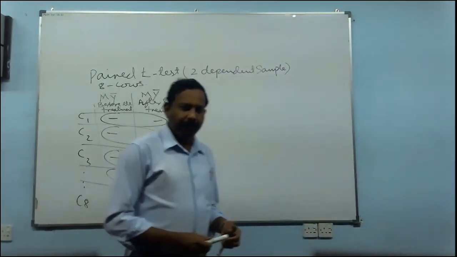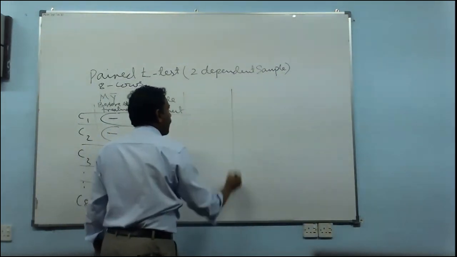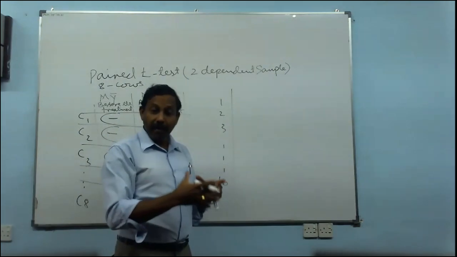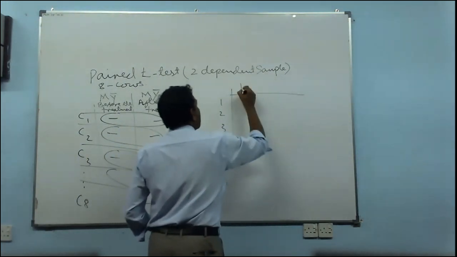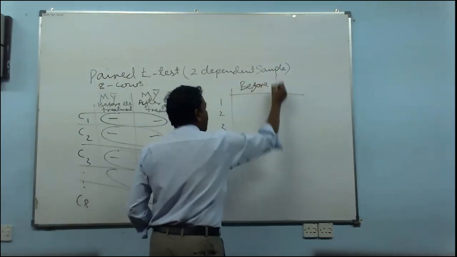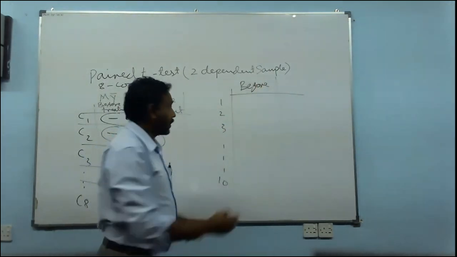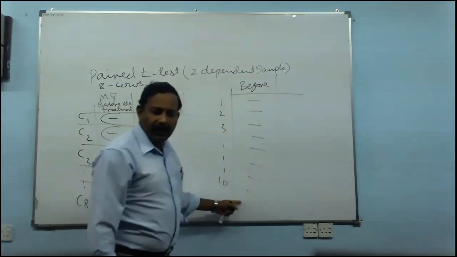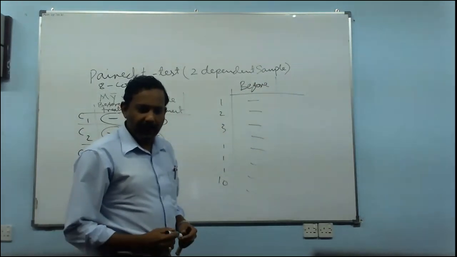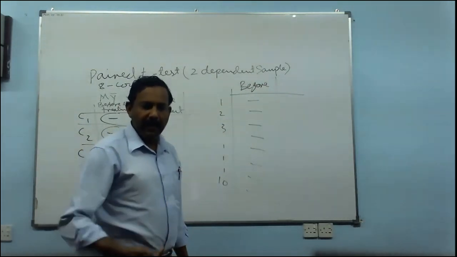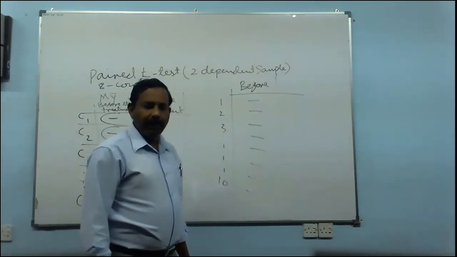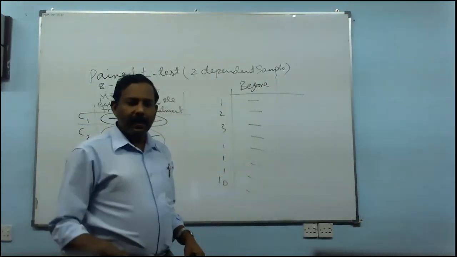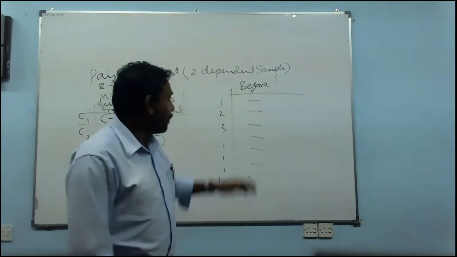For example, let's say I have farmers 1, 2, 3, up to any number of farmers, before the project. Before the project, I measure the income of the farmers. I get the monthly income of 10 farmers before the project. Maybe we are helping the farmers using different projects. So before the project, we get their average monthly income for each farmer.